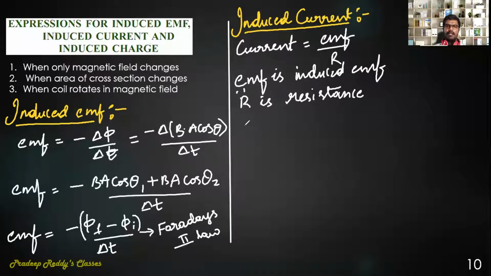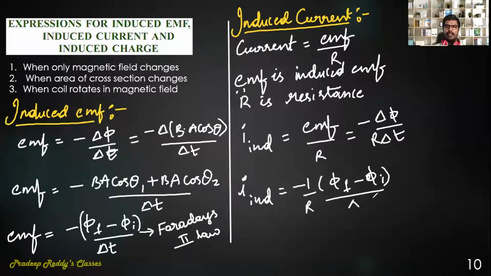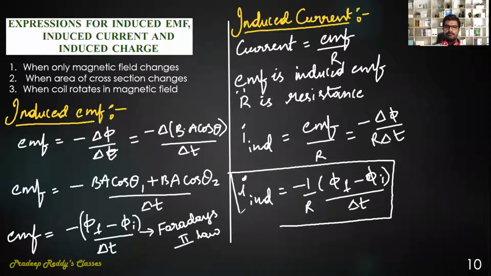Therefore, induced current is equal to EMF developed divided by resistance R. EMF developed is equal to minus delta phi divided by delta t. Therefore, I induced can be simply written as minus 1 by capital R into phi final minus phi initial divided by delta t. This is the equation for induced current in the circuit. Likewise, you can find out even induced charge.